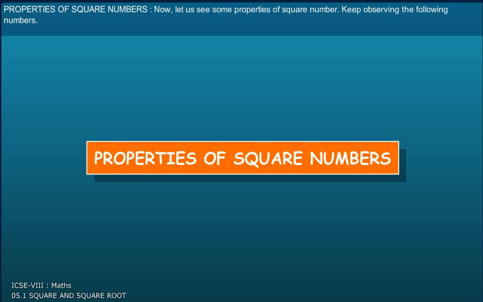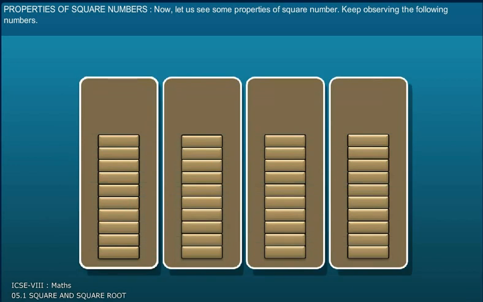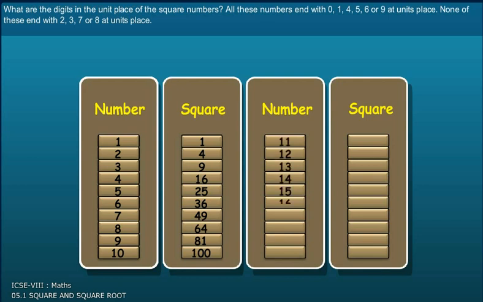Properties of square numbers. Now, let us see some properties of square numbers. Keep observing the following numbers. What are the digits in the units place of the square numbers? All these numbers end with 0, 1, 4, 5, 6 or 9 at units place. None of these end with 2, 3, 7 or 8 at the units place.